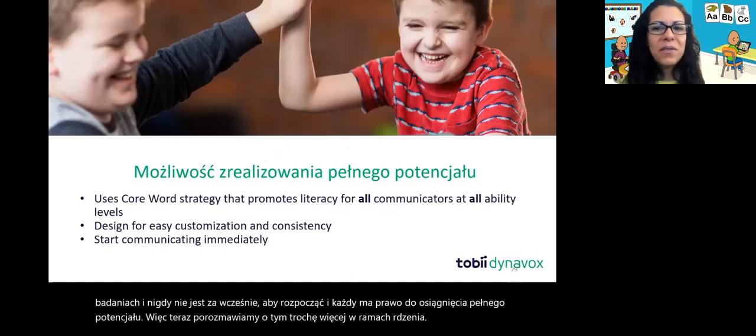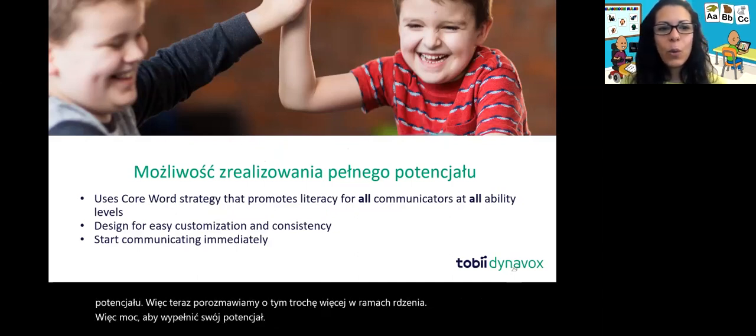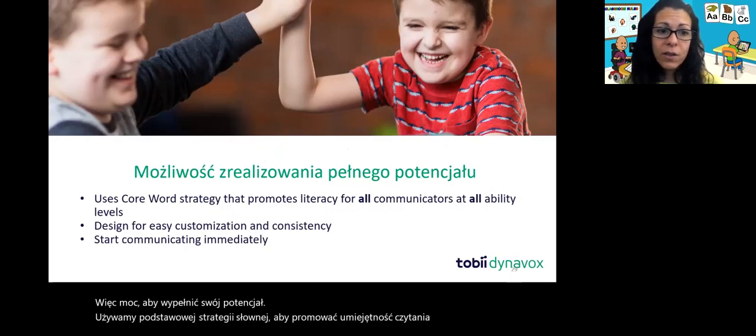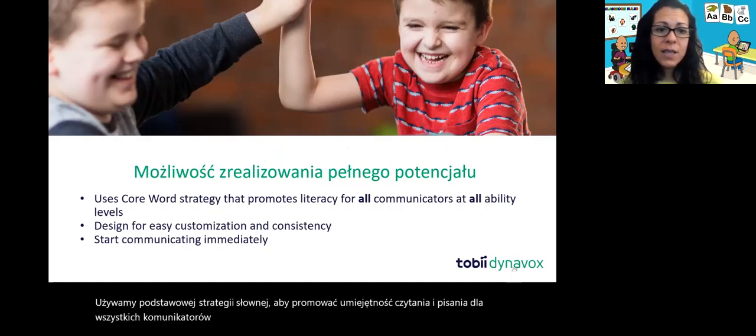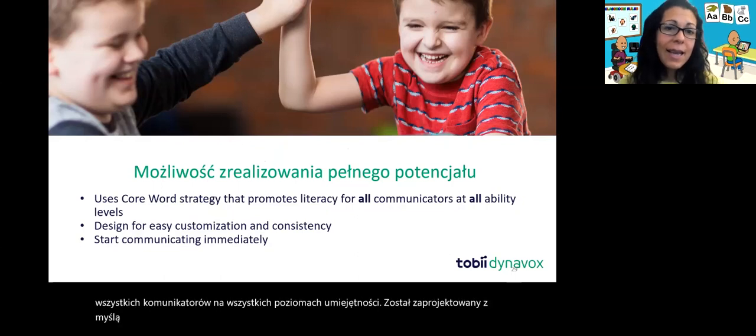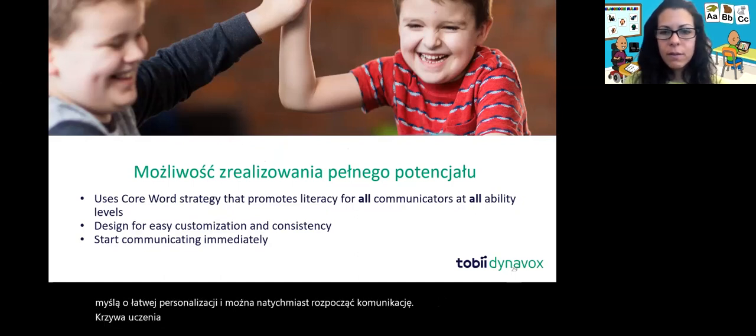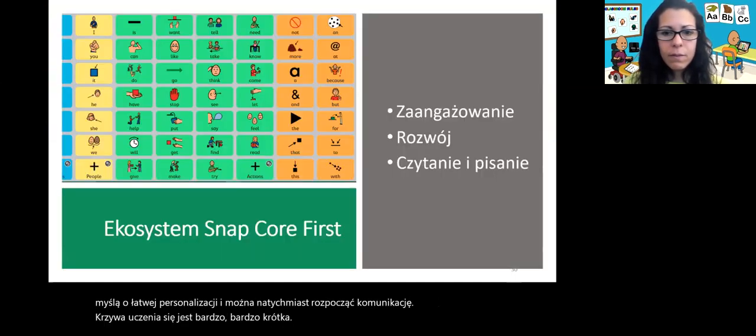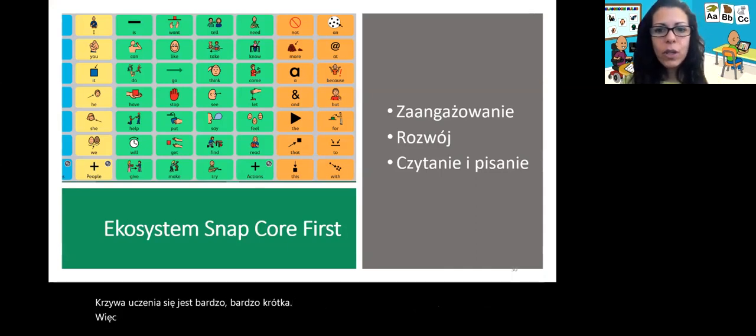So the power to fulfill your potential. We use the core word strategy to promote literacy for all communicators at all ability levels. It's designed for easy customization and consistency, and you can start communicating immediately. The learning curve is very, very short. So within the Snap Core First ecosystem, we're going to look at engagement, growth, and literacy.